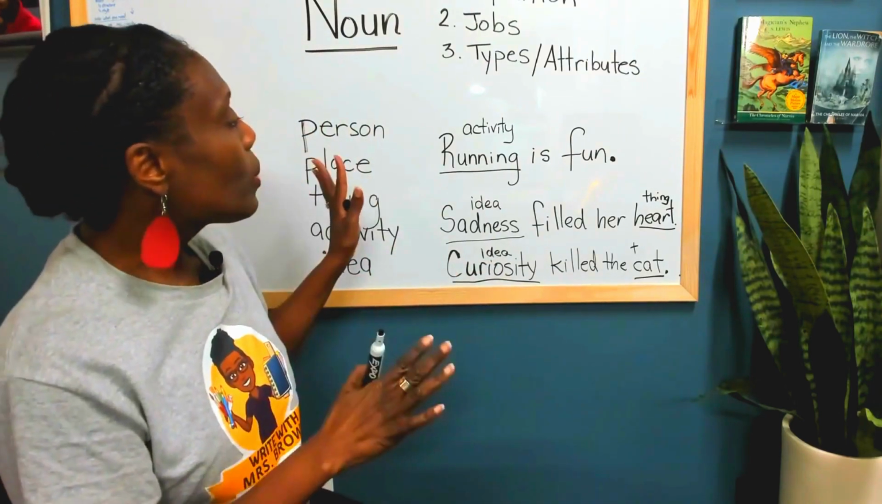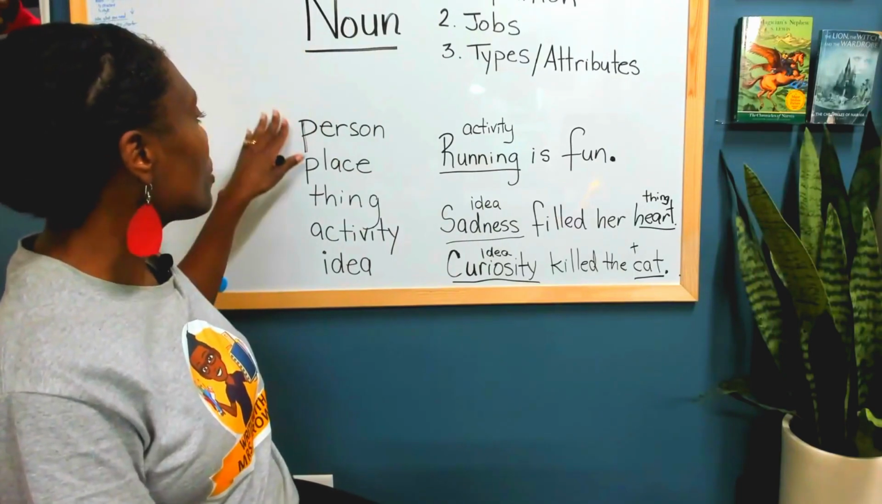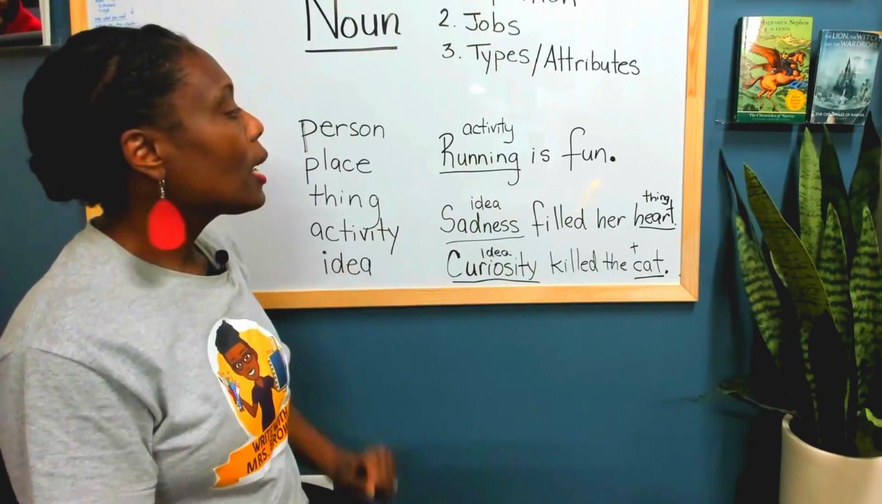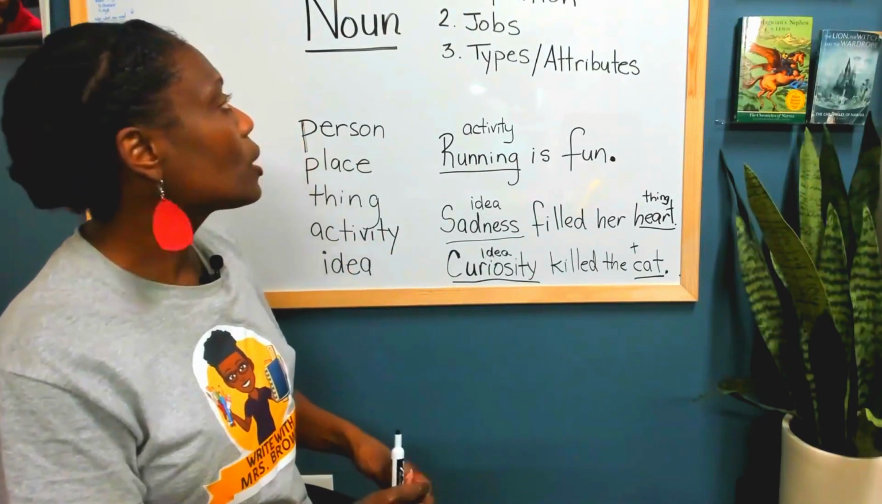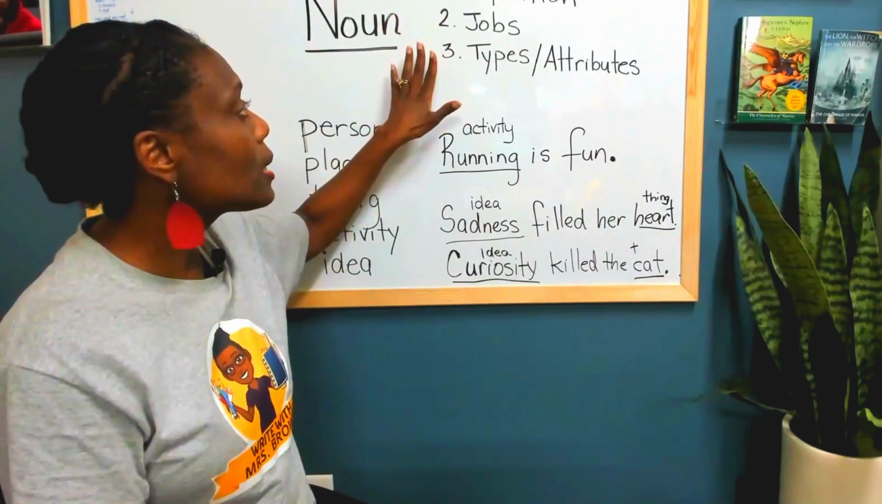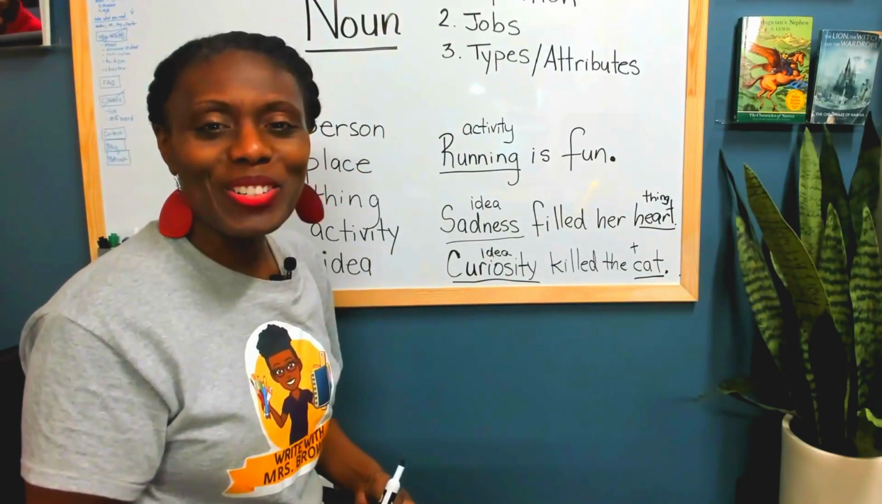So we learned today that nouns can be a person, place, thing, activity, or idea. And if you watch the next two parts of the series, you'll learn the 9 jobs that a noun can play in a sentence. And you'll also learn about the 3 types of nouns.